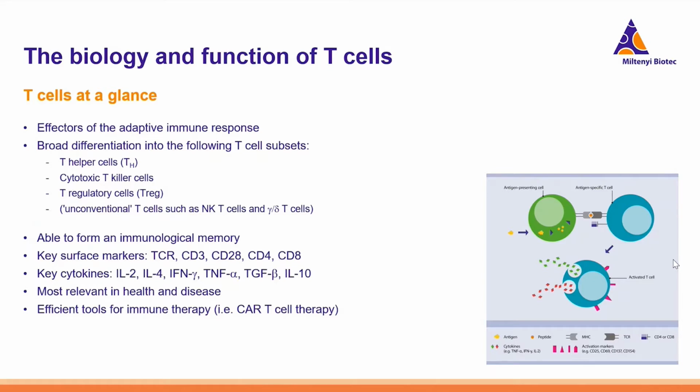To exert their functions as effectors of the immune system, T cells release cytokines to communicate with their environment and to cause various effects, such as promoting inflammation. These include interleukin-2, interleukin-4, interferon gamma, tumor necrosis factor alpha, transforming growth factor beta, and interleukin-10. T cells are most relevant in both maintenance of health as well as fighting diseases. Last but not least, these properties make T cells ideal tools for immunotherapy, where T cells, for example, are genetically modified as CAR T cells to attack cancer specifically.